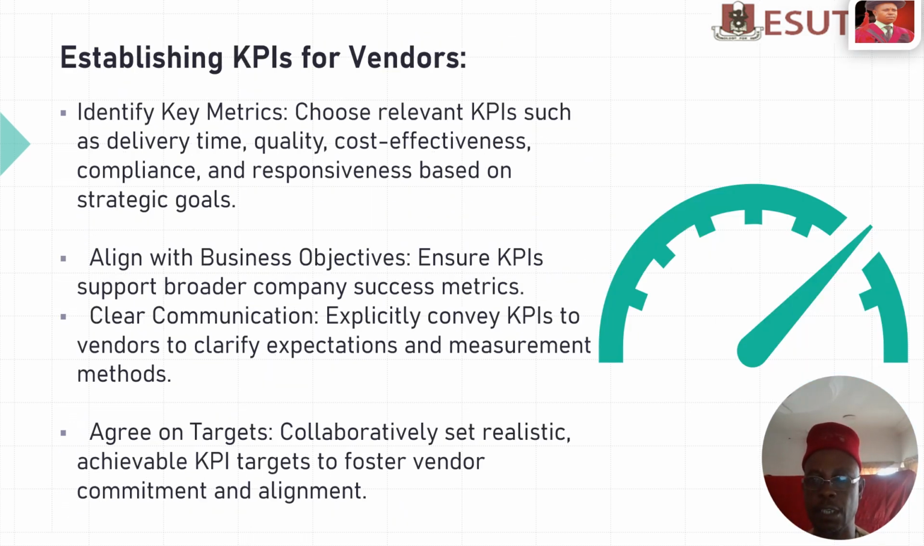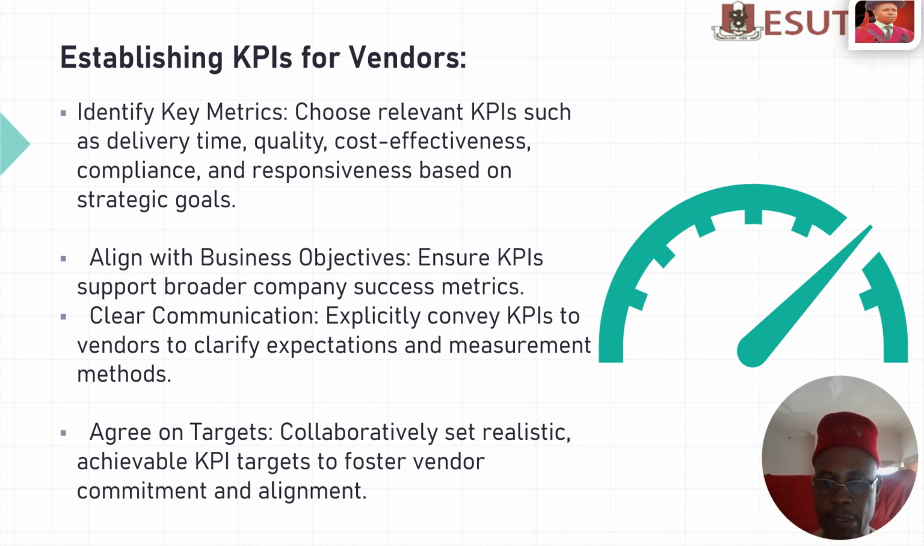Establishing key performance indicators for vendors. The process of establishing key performance indicators for vendors includes identification of key metrics. Determine the most relevant key performance indicators based on the strategic goals of the relationship and the specific services or products provided by the vendor. Common key performance indicators include delivery time, quality of goods, cost effectiveness, compliance rates, and responsiveness.